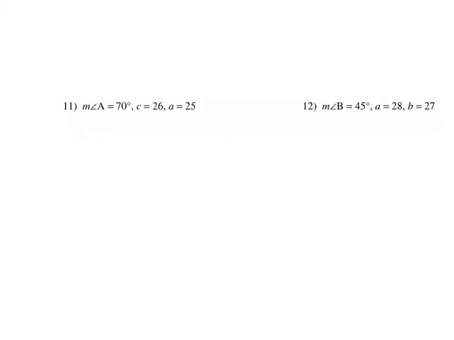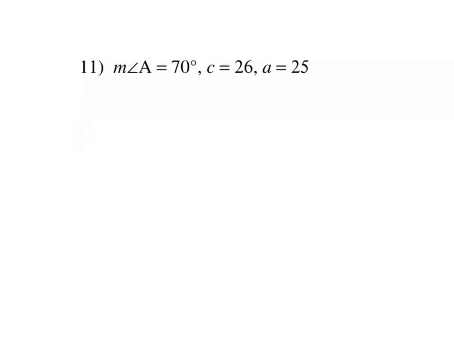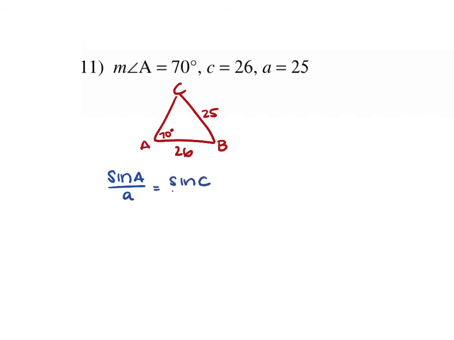For example 11, we are given a triangle, ABC. We're given that the measure of angle A is 70 degrees, the side length C is 26, and the side length A is 25. So again, if we draw ourselves a triangle, label it A, B, C, this is 70 degrees, this is 25, and then this side length is 26. So for this one, we'd use sine A over A is equal to sine C over C, since we're given side length C. You can't work with sine B if you're not given the side length for B.